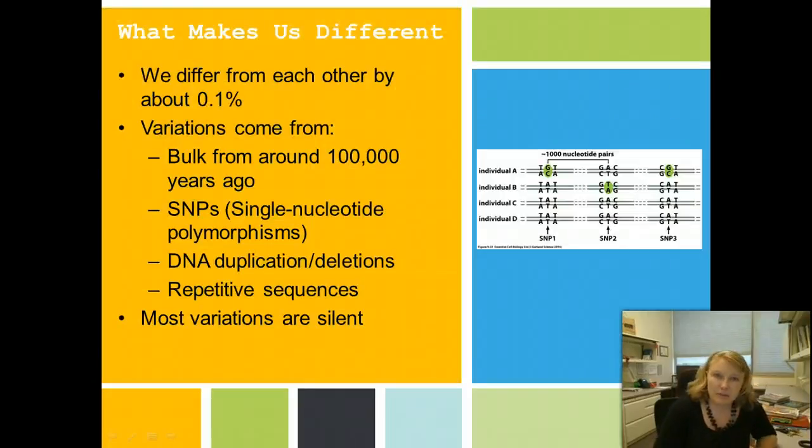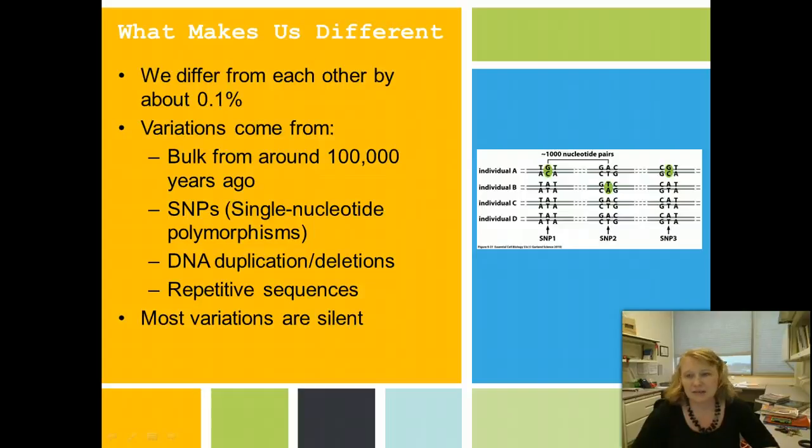But what makes us different from each other? We know we have all these differences from chimps, from fish, etc. But what makes you and I different? What makes you and your cousin different? We all differ by about 0.1%. The variations mostly come from about 100,000 years ago, with single nucleotide polymorphisms being the bulk of these changes. So just every once in a while, a base pair change.